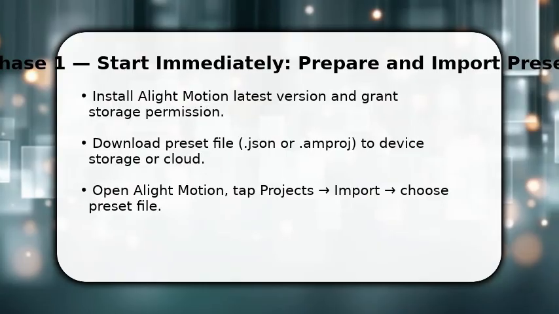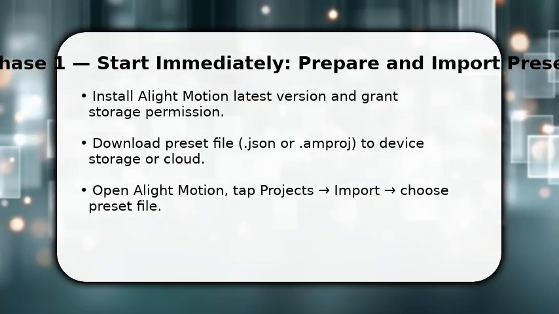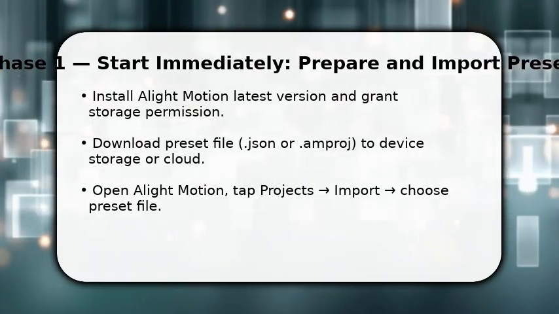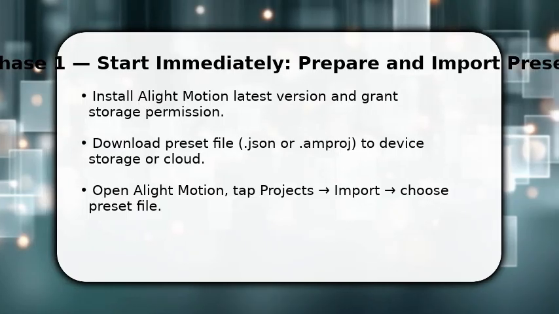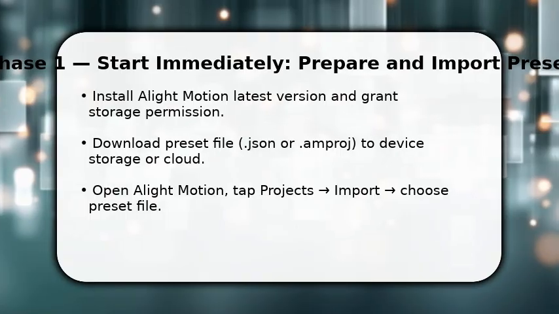You start now. Make sure Alight Motion is installed and has storage access because you'll import a preset instantly. First, save the preset file to your device or cloud. Once it's downloaded, open Alight Motion and tap Projects, then Import. Choose the JSON or AMPROJ file.